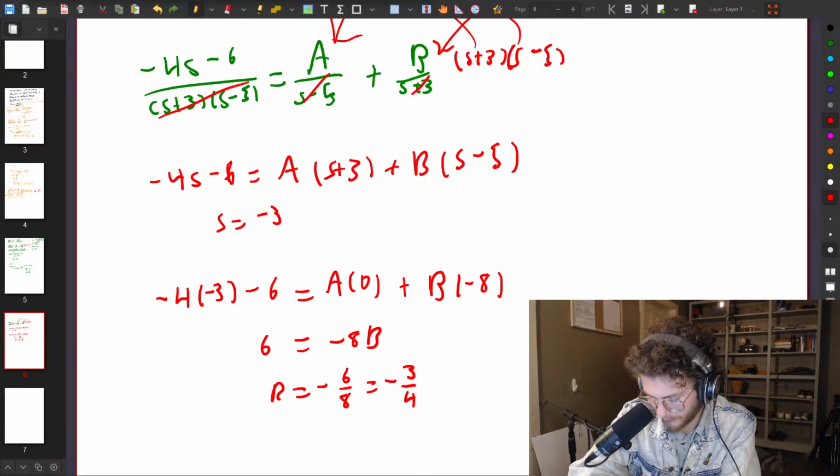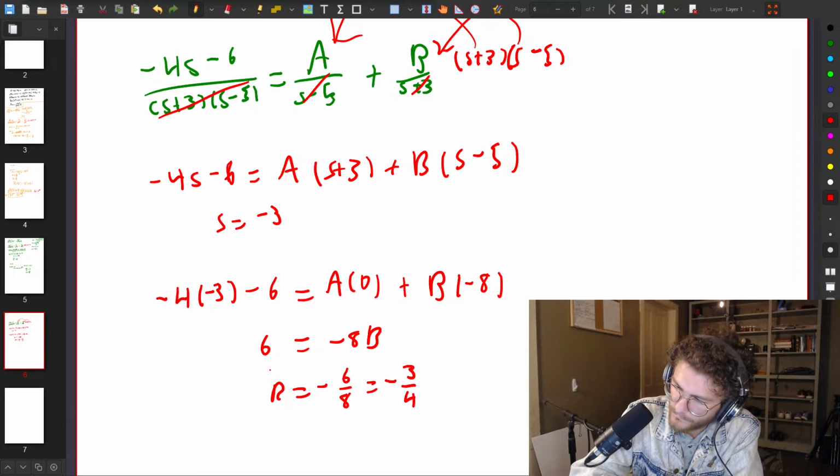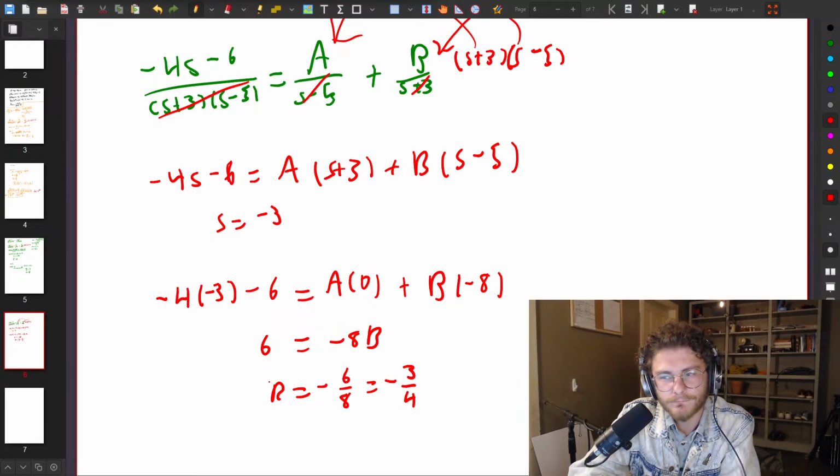Now, what went wrong here? What went wrong here? Minus 5, the plus 3. Negative 5 minus 3 is negative 8. Negative 4 times negative 3 is positive 12. Minus 6 is positive 6. Negative 8. Something's going on. There's something going on. Okay. Well, we'll figure something out.